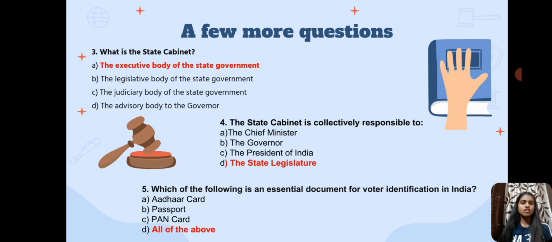Which of the following is an essential document for voter identification in India? A. Aadhaar card, B. passport, C. PAN card, D. all of the above. Since all of these documents are considered an important identity of a citizen of the country, all of these are considered essential documents for voter identification in India.